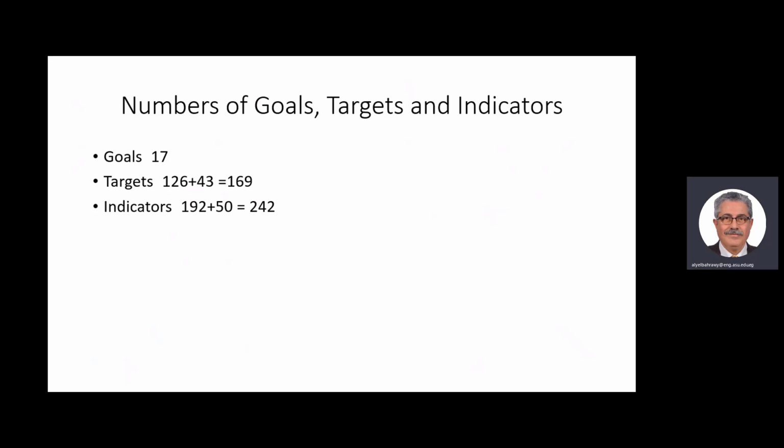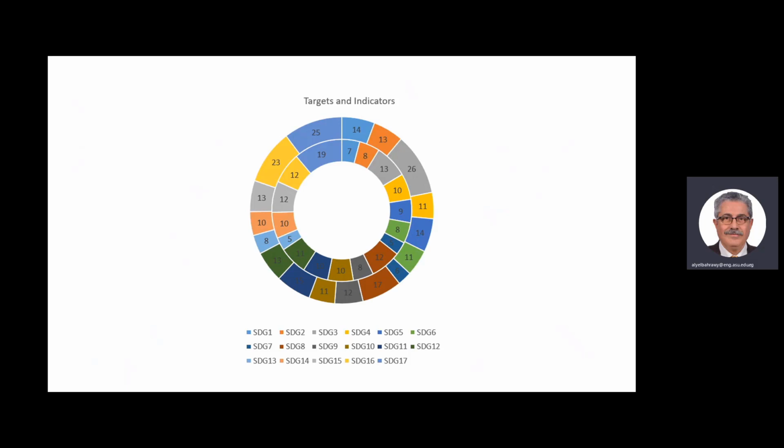To count them, we have 17 goals, as we have seen, and the targets are 169, and the indicators, the latest number is 242. This sunburst chart shows the numbers, where SDGs targets are shown in the inside circle and indicators in the outside circle in numbers.